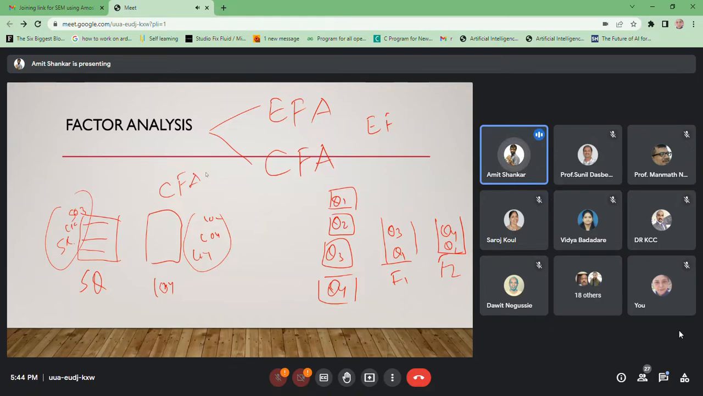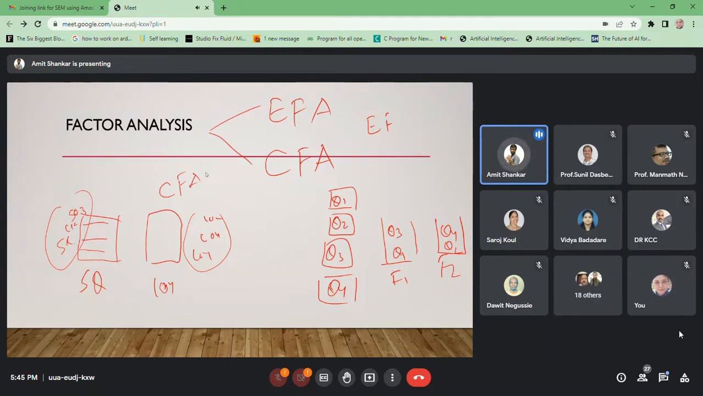I'm telling you, most PhD scholars always run EFA. I don't know why. Sometimes I receive the thesis of some people, and I see that they have taken the items from literature and run the EFA. I don't understand why. EFA will just group them, right? Exploratory factor analysis is a method which will give us different factors: factor 1, factor 2, factor 3, factor 4. That's the only thing.